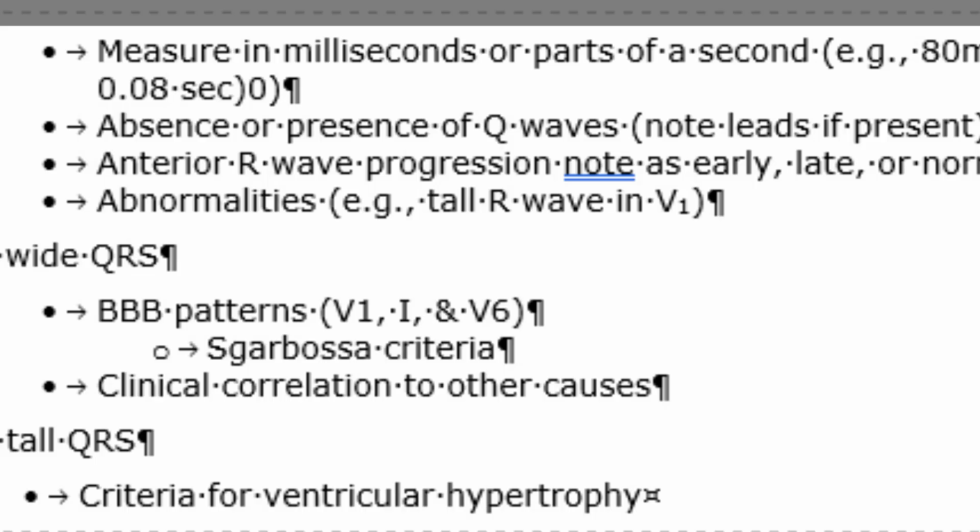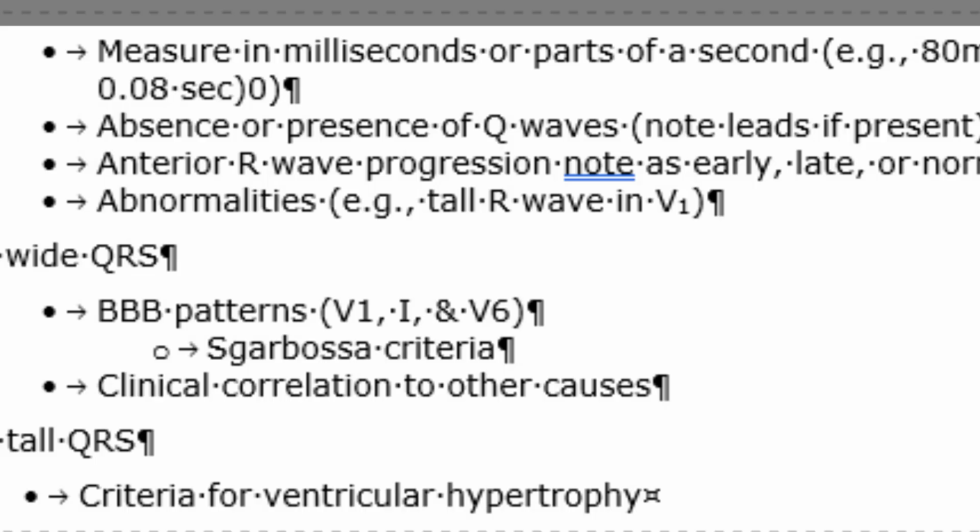The QRS complex is always measured and recorded in milliseconds or parts of a second. Should the QRS be narrow, this implies normal ventricular conduction. If so, further analysis is based on the presence of pathological Q waves, precordial R wave progression, and abnormalities in the height of the QRS components.